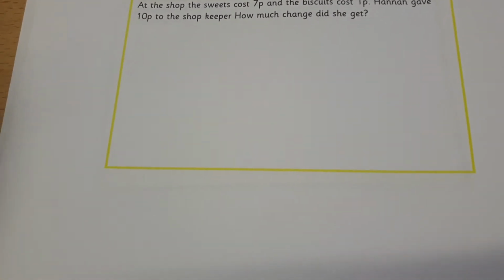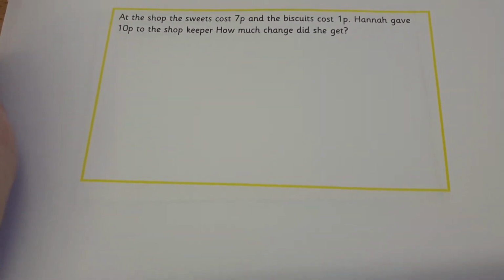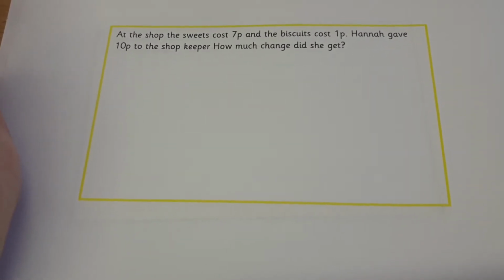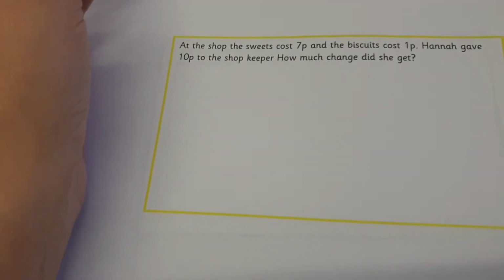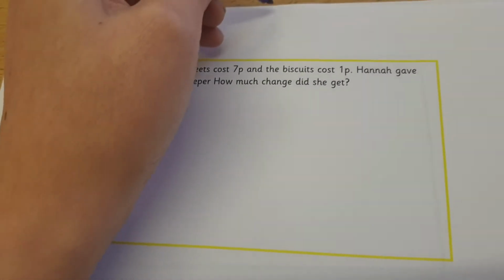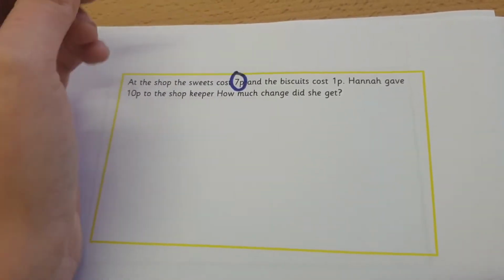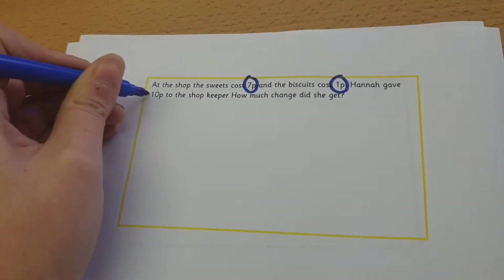So I'm going to start by reading the question. At the shops, the sweet cost 7p and the biscuits cost 1p. Hannah gave 10p to the shopkeeper. How much change did she get? So I'm going to start by solving this sum by circling all of my numbers because they are really important. So 7p and 1p and 10p.